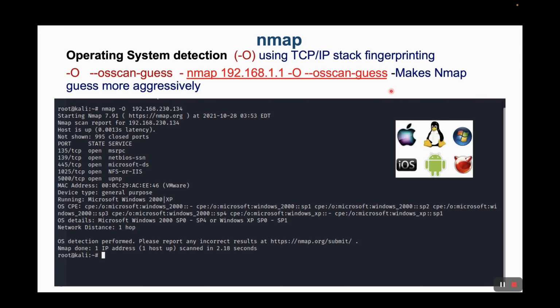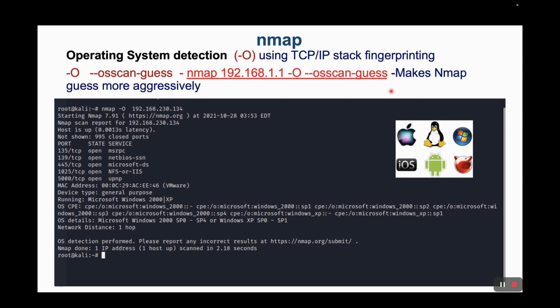So combining those two together makes it more likely for Nmap to make an educated guess, even when the available data is insufficient for a definitive identification. I mean, this could be useful when the fingerprint does not precisely match any known fingerprints in Nmap's database.